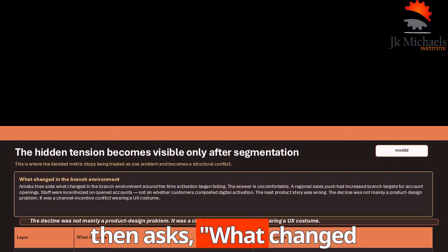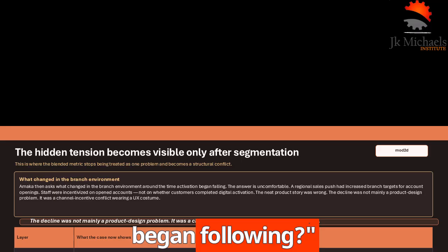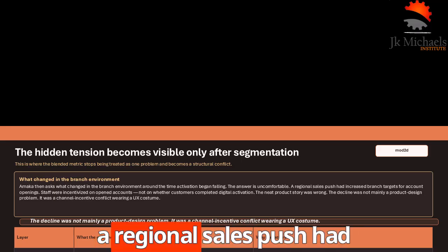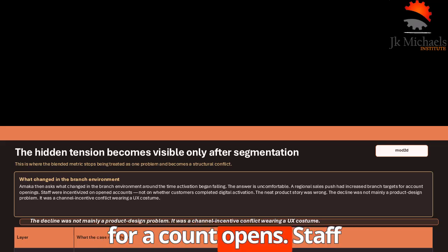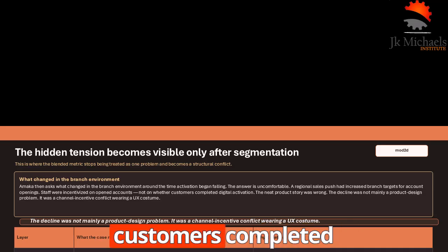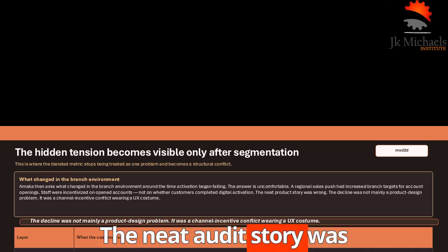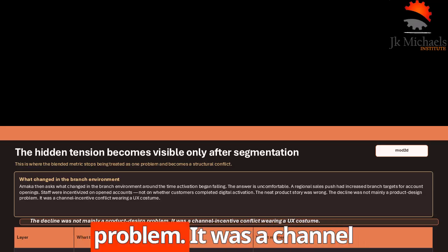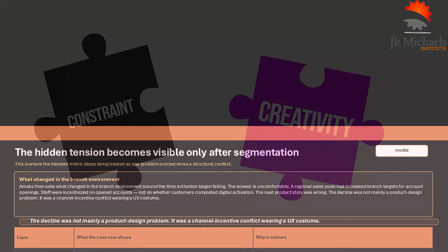Amaka then asks what changed in the branch environment around the time activation began falling. The answer is uncomfortable. A regional sales push had increased branch targets for account openings. Staff were incentivized on opened accounts, not on whether customers completed digital activation. The neat product story was wrong. The decline was not mainly a product design problem. It was a channel incentive conflict wearing a UX costume.